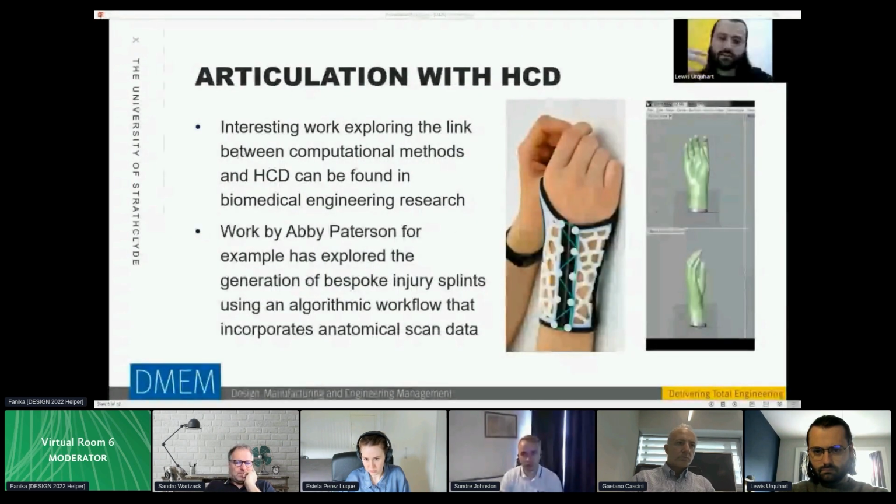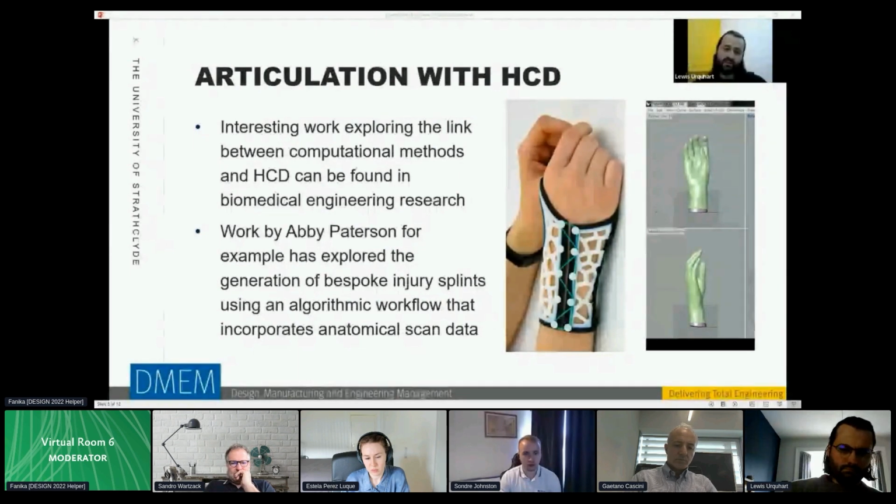So interesting work in biomedical engineering has explored this unification of HCD and design computation. So work by Abby Patterson, for example, has looked at the generation of bespoke injury splints that use an algorithmic workflow to generate the forms and incorporate anatomical scan data. So this is a nice unification of ergonomics and generative design principles and methods.